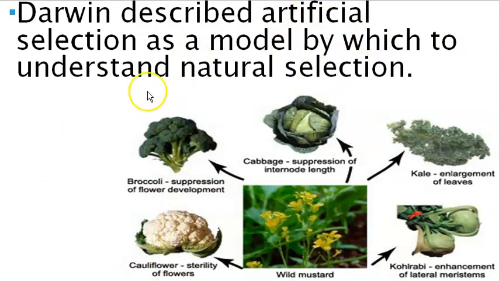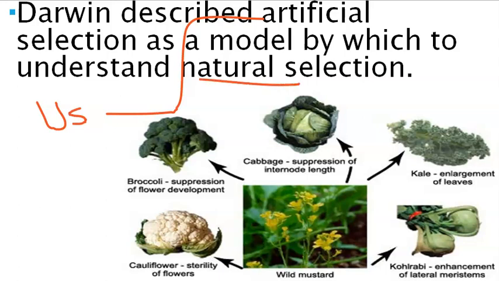See, artificial selection is when who's doing the selecting? Well, it's us. It's humans. Natural selection is when the environment is selecting. And so humans, through thousands of years of agriculture, made kohlrabi, kale, cabbage, broccoli, and cauliflower from the wild mustard plant. And this is all based upon suppression of flower development, sterility of flowers.